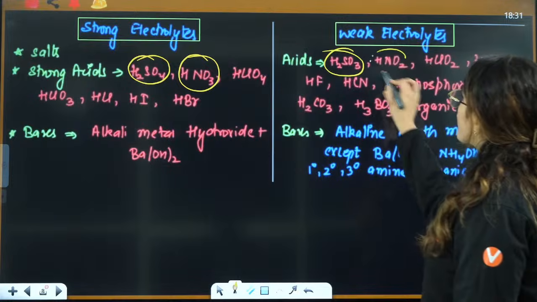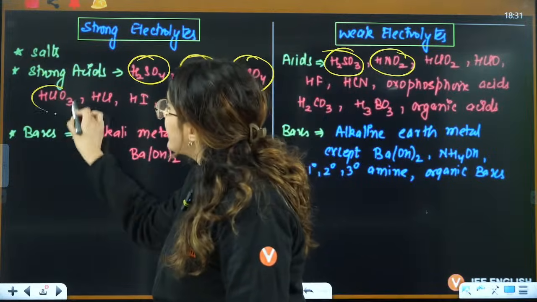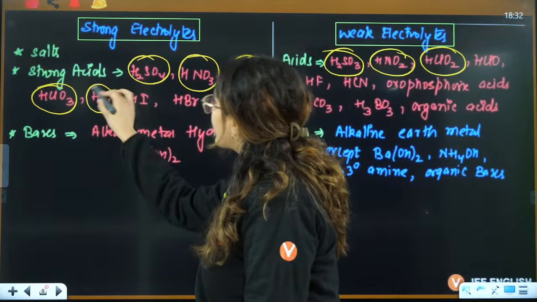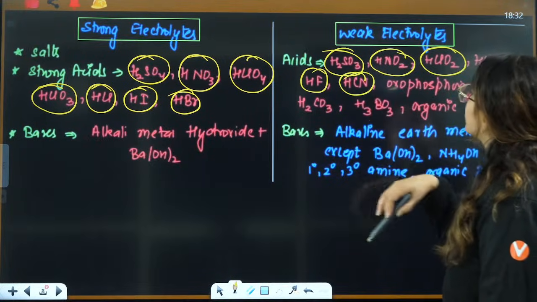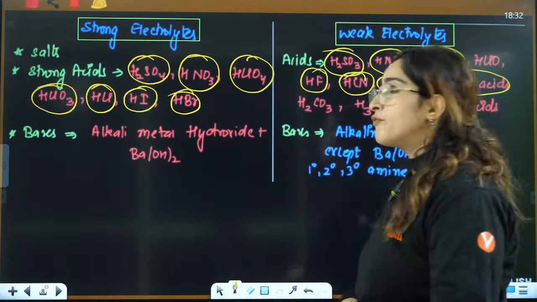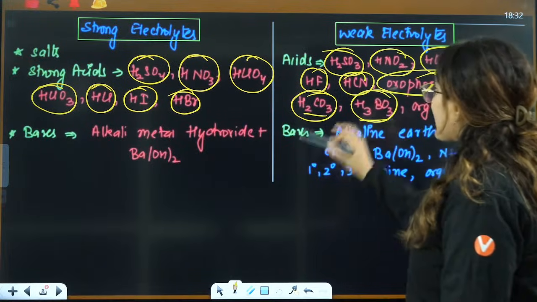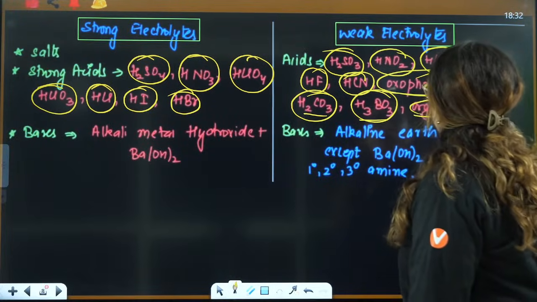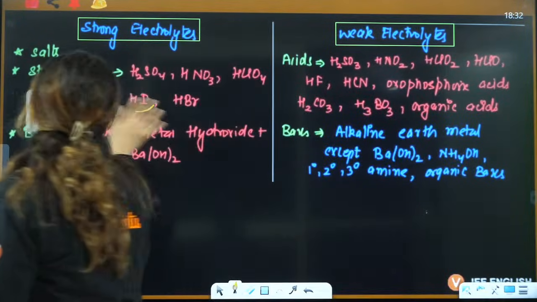HNO3 is strong, HNO2 is weak. One oxygen I am subtracting. HClO4 is strong, HClO3 is also strong, but HClO2 is weak. Then HCl, HI, HBr are strong, but HF is weak. HCN is weak. Oxophosphoric acids that we have done in the P block are all weak acids. Carbonic acid, H2CO3, is a weak acid. Boric acid, H3BO3, is a weak acid. All the organic acids, carboxylic acids, are weak acids.